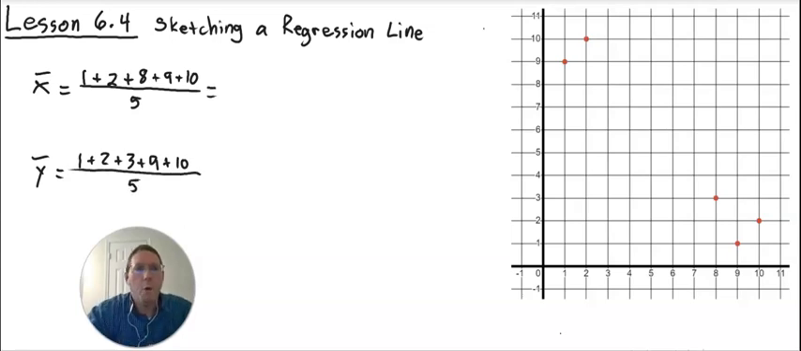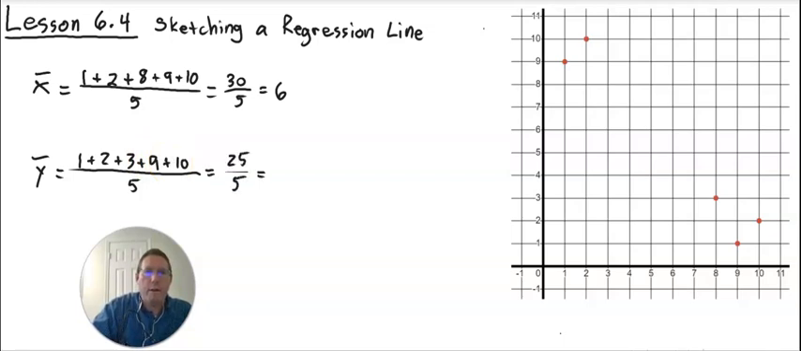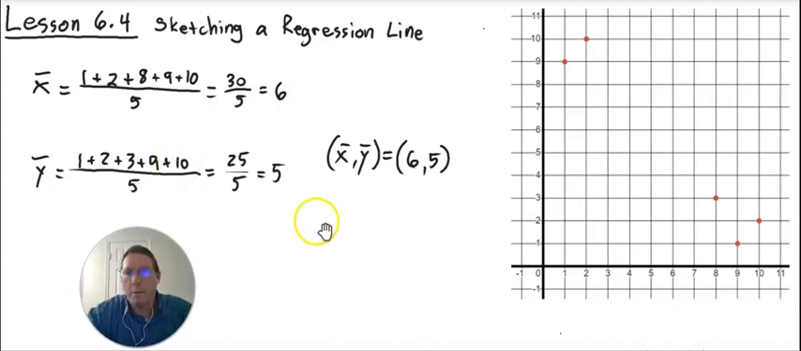And then here, 1 plus 2 is 3, plus 8 is 11, plus 9 is 20, plus 10 is 30. So we've got 30 divided by 5, and 30 divided by 5 is 6. Here we have 1 plus 2 is 3, plus 3 is 6, plus 9 is 15, plus 10 is 25. And so that is 25 divided by 5, and that's going to be 5. And so our mean point, our x bar comma y bar, is going to be (6, 5). Okay, so we're going to come over here to 6 and then go up to 5 right here.